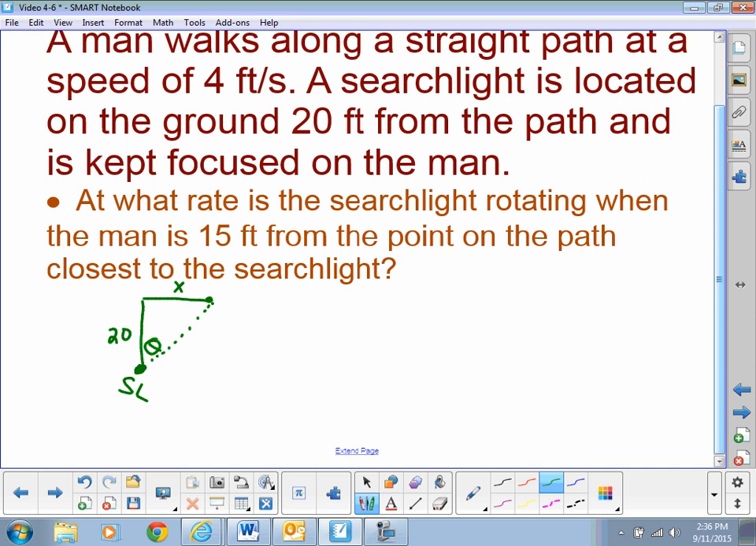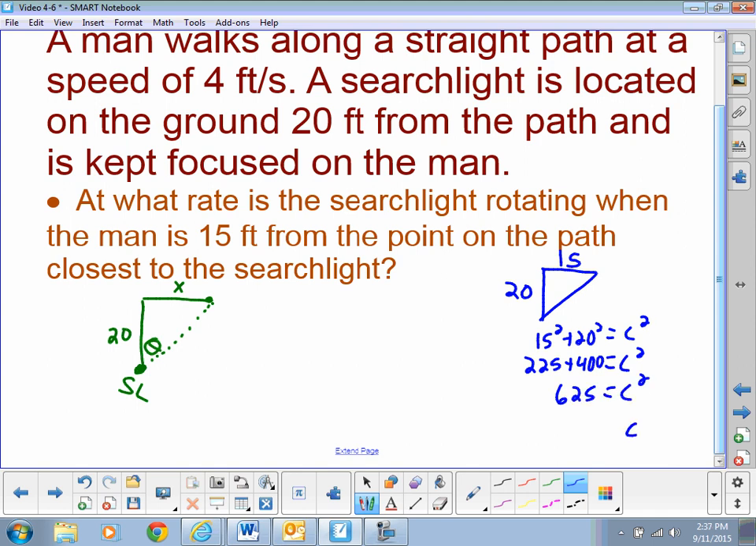We want to find it at the instant that the man is 15 feet away. So if I just resketch our triangle over here, this is always 20, and we're going to find it at the instant that this is 15. So if we do the Pythagorean theorem, we'll have 15 squared plus 20 squared equals c squared. That's 225 plus 400 equals c squared, which is 625 equals c squared. And when you take the square root, c is just 25. So this blue triangle here is just at our instant.